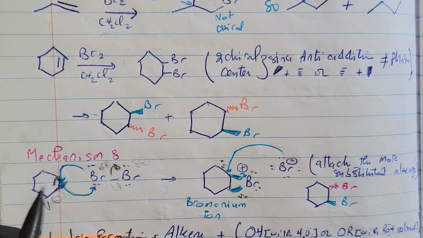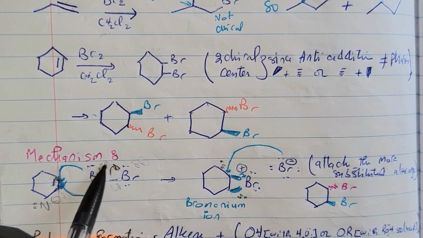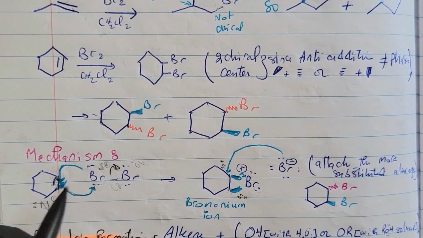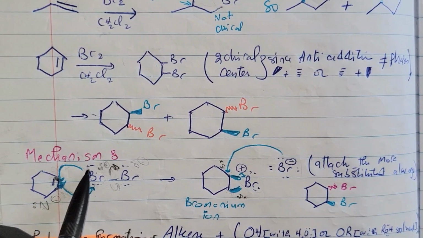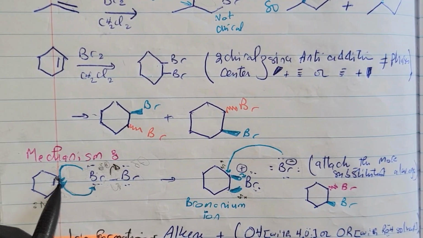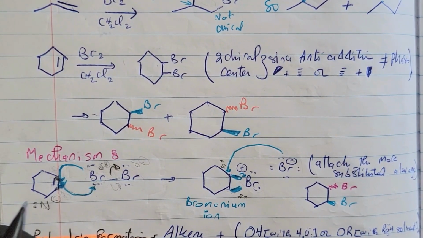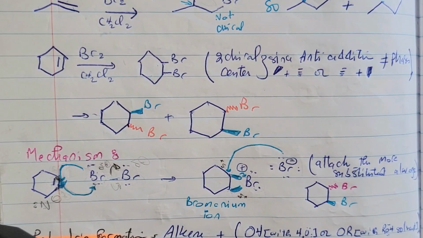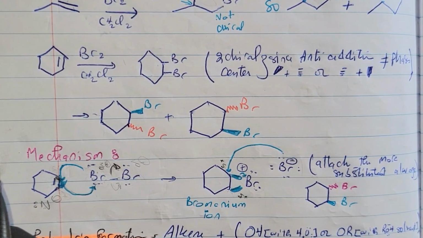So the double bond of the cyclohexene is going to grab the bromine atom, which is partially positive. Since it's negative, it's going to grab the partially positive one toward it. And then the double bond breaks into a single bond. So we have one of the carbons which is positive, since we have a double bond breaking into a single bond. So we have one carbon which is lacking a bond.